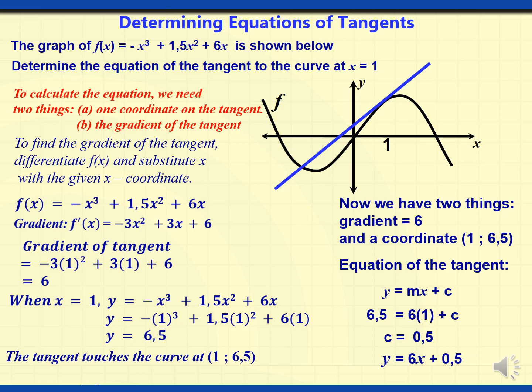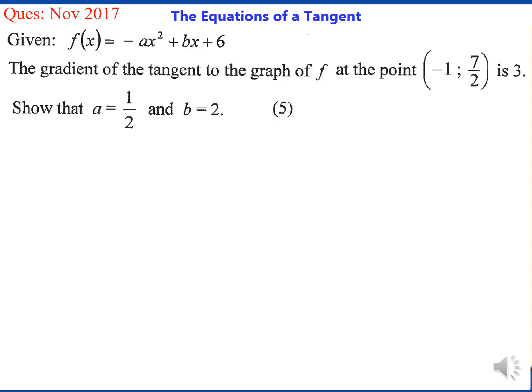All right, go to one more question here that is coming from November 2017 past examination paper. Now the question reads, given f of x is equal to negative ax squared plus bx plus 6, the gradient of the tangent to the graph of f at the point minus 1, 7 over 2 is 3. Show that a is 1 over 2 and b is equal to 2, for 5 marks. This is coming from November 2017 final grade 12 examination.